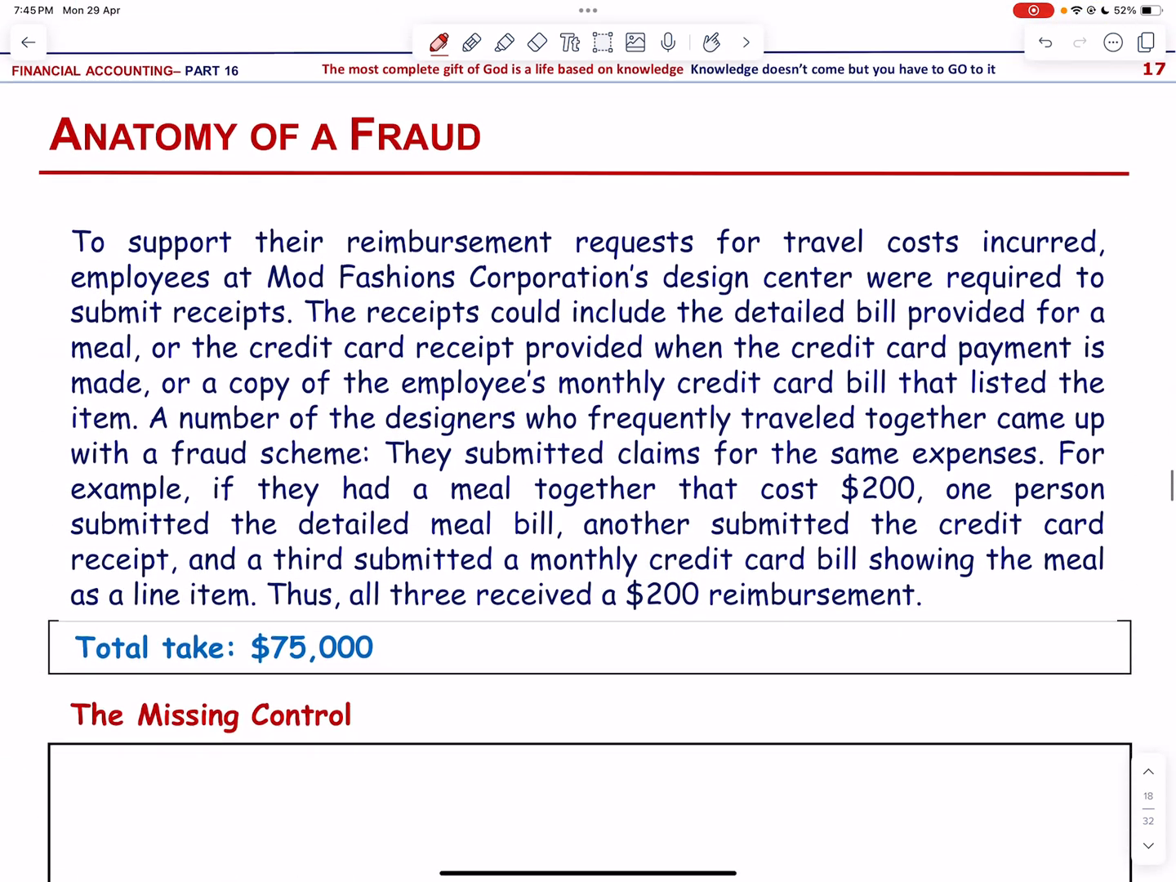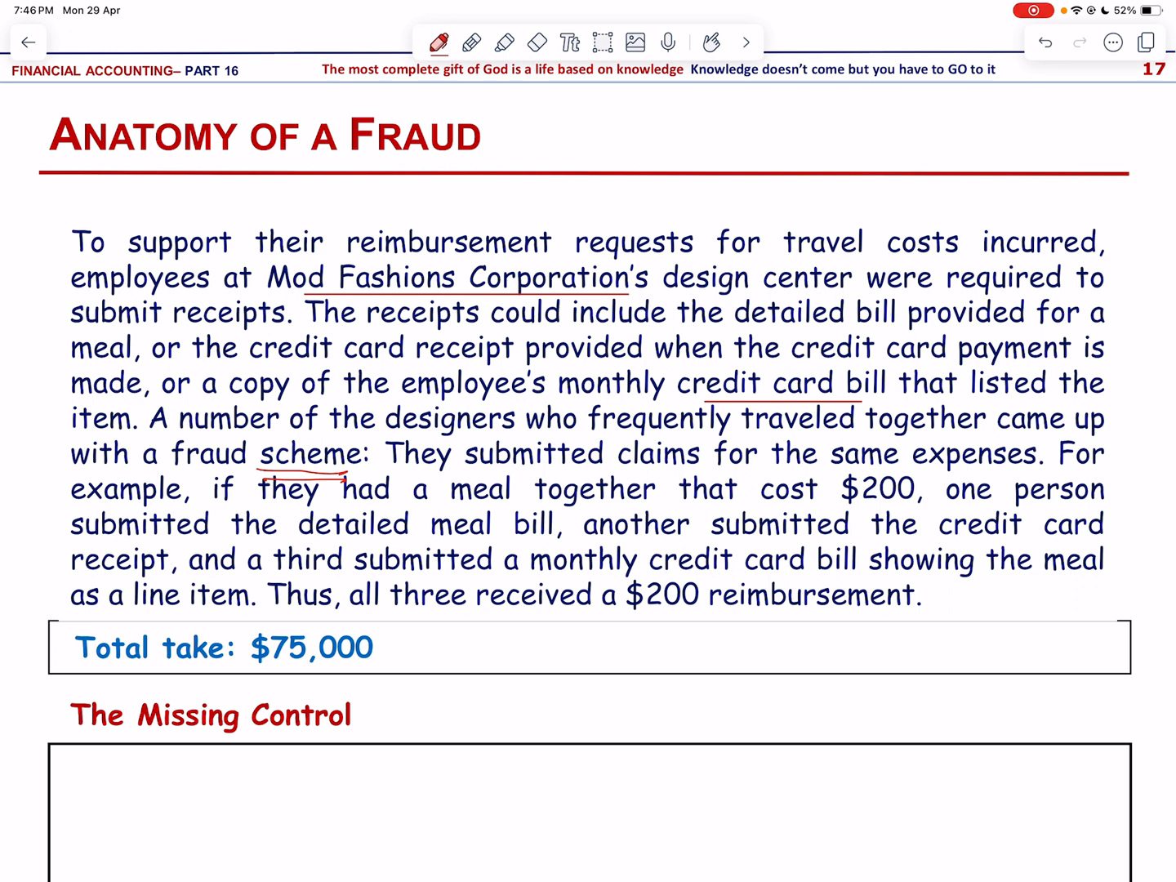Okay. To support their reimbursement request for travel costs incurred, employees at Mod Fashion Corporation's design center were required to submit receipts. The receipts could include the detailed bill provided for a meal or the credit card receipt provided when the credit card payment is made or a copy of the employee's monthly credit card bill that listed the item. A number of the designers who frequently traveled together came up with a fraud scheme. They submitted claims for the same expenses.